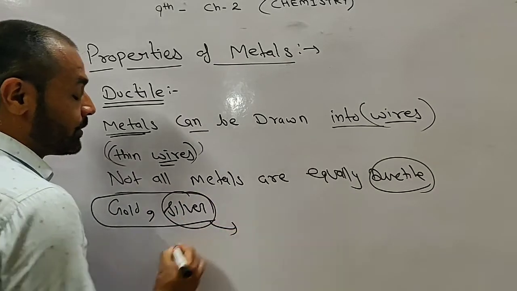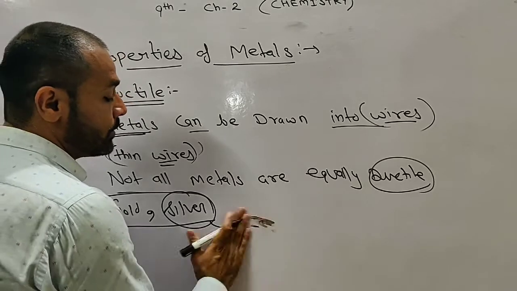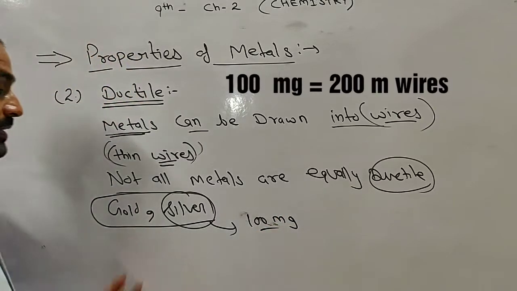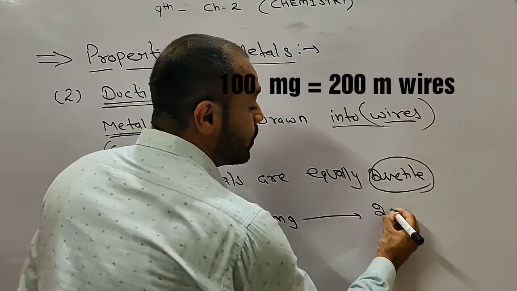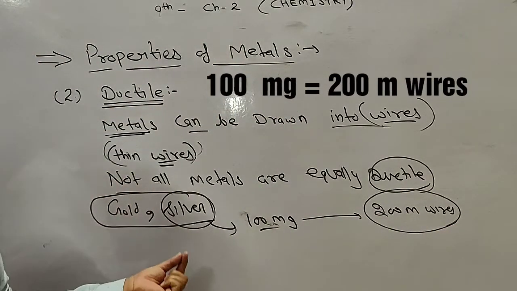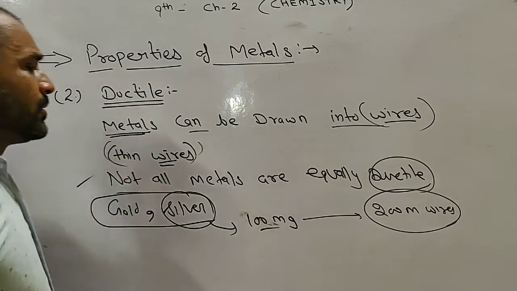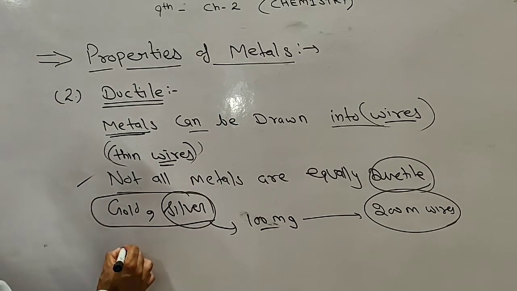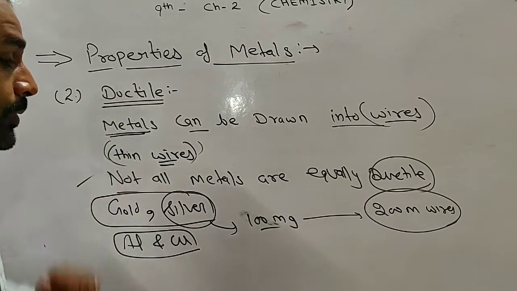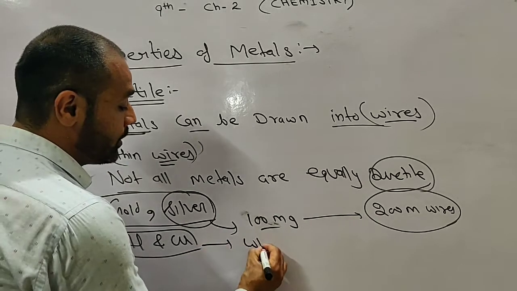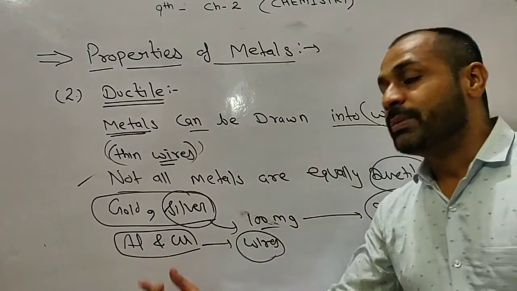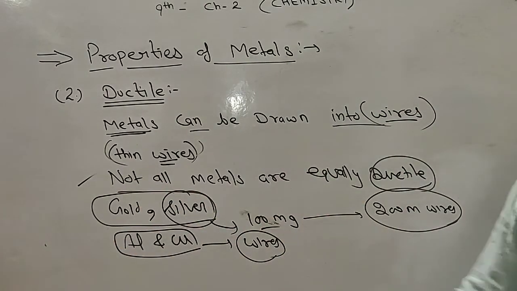In the case of silver, we can say that 200 milligram of silver can be drawn into 200 meter of wire. So it is a very good property of silver. Silver shows the best ductility. Apart from this, aluminium and copper in the same way also show the property of being ductile, and they can be converted into wires. The electric wires which we use at our home are mostly made of copper and silver.